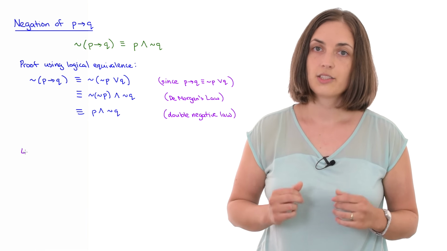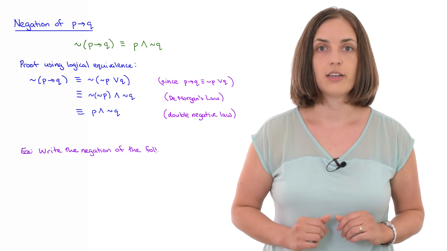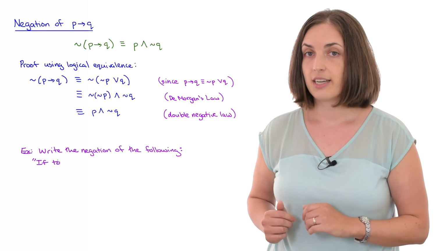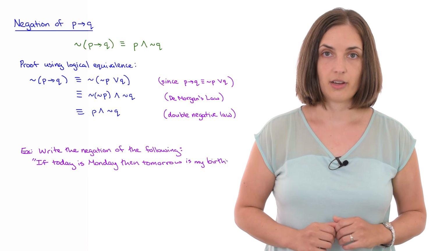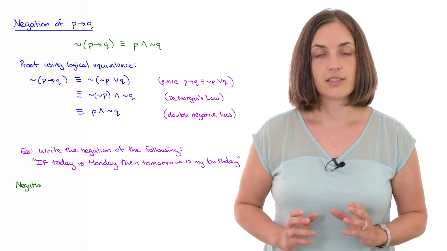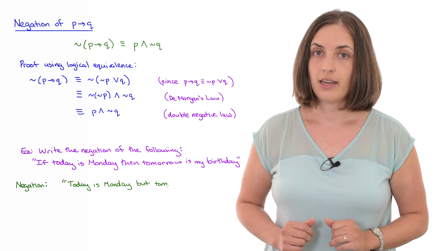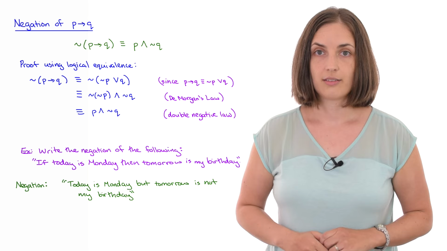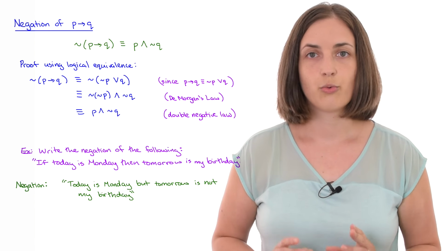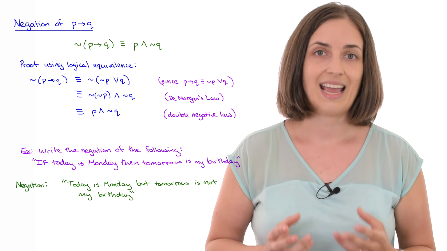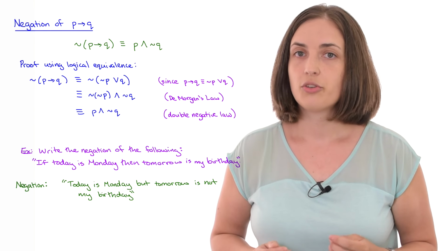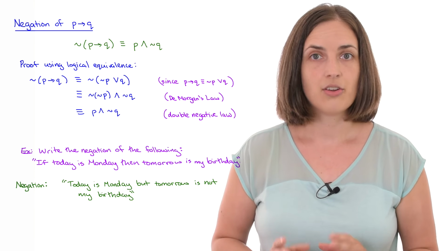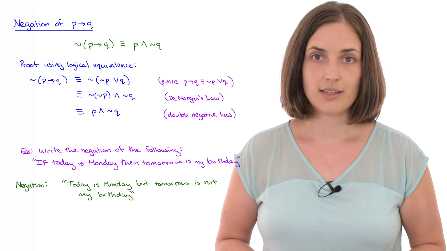As an example, let's write down the negation of the following conditional statement. If today is Monday, then tomorrow is my birthday. The negation of this is, today is Monday, but tomorrow is not my birthday. Notice that here I've used the word but instead of the word and. In English, we often use the word but to mean and when what follows is a bit of a surprise.